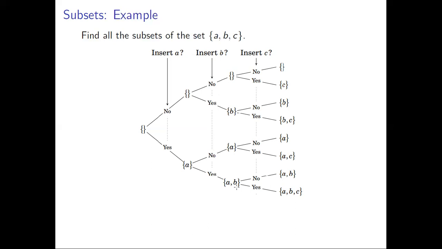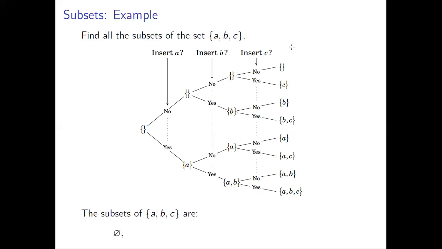And now finally, we have to decide, should we insert C into a subset? So we have these four subsets that we created before, and for each of them we can insert C or not. So we're left with these 8 possibilities here on the right, and these 8 possibilities are all the possible subsets of the set {A, B, C}. But here's another way to write them out.